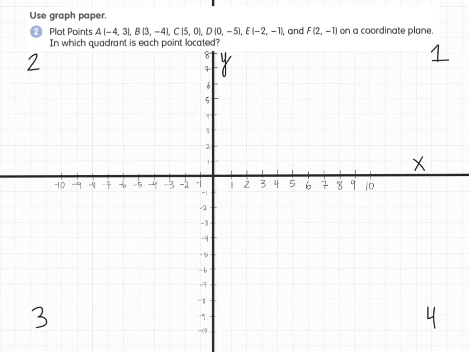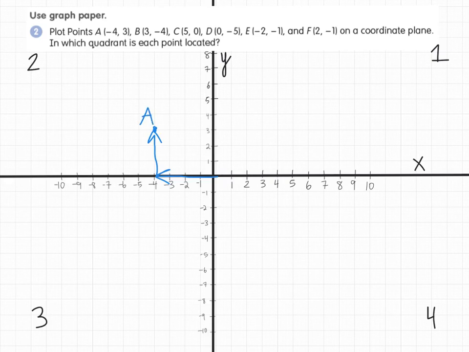All right, let's talk about the answers. Point A is -4, +3. That's going to be right here. I went over 4 on the x-axis and then up 3 on the y-axis. This is point A. It is in quadrant number 2.